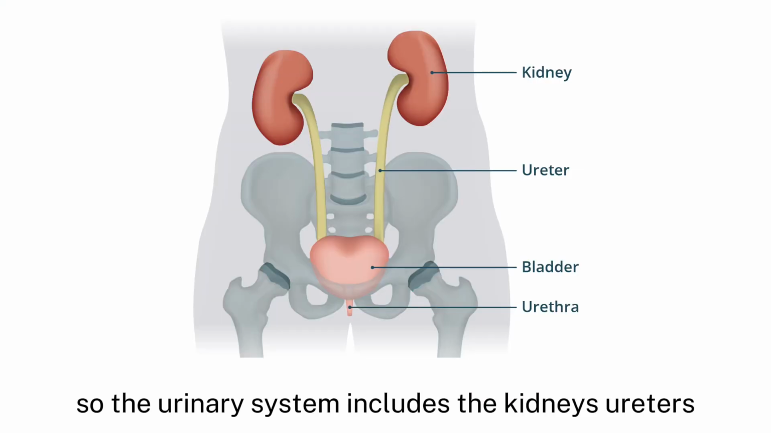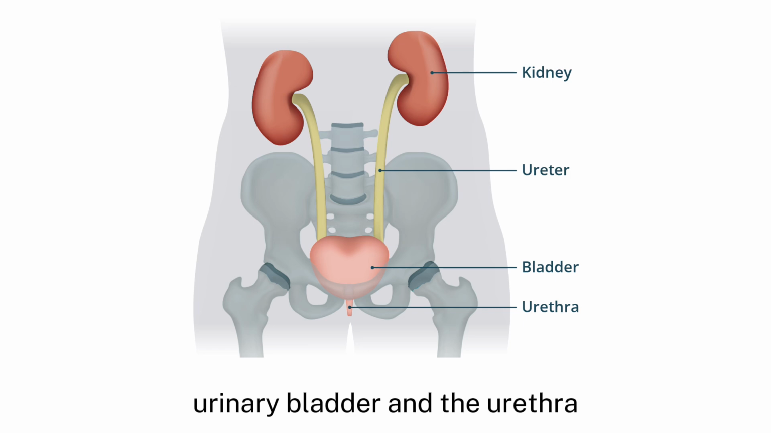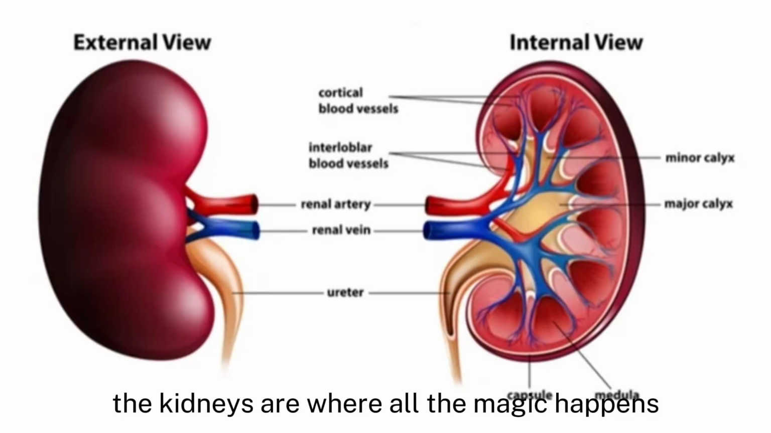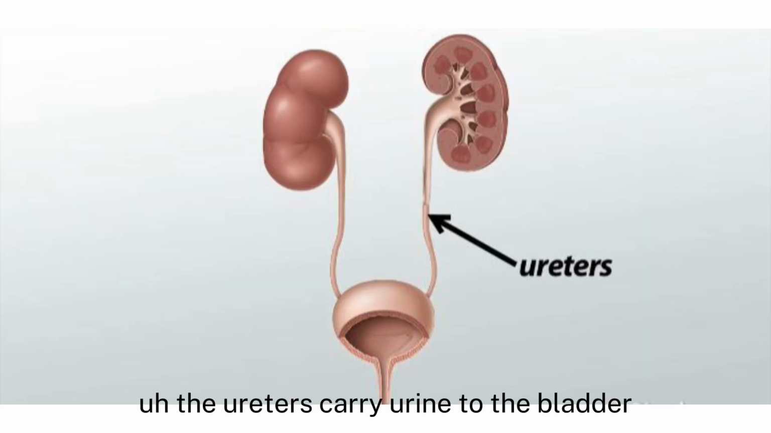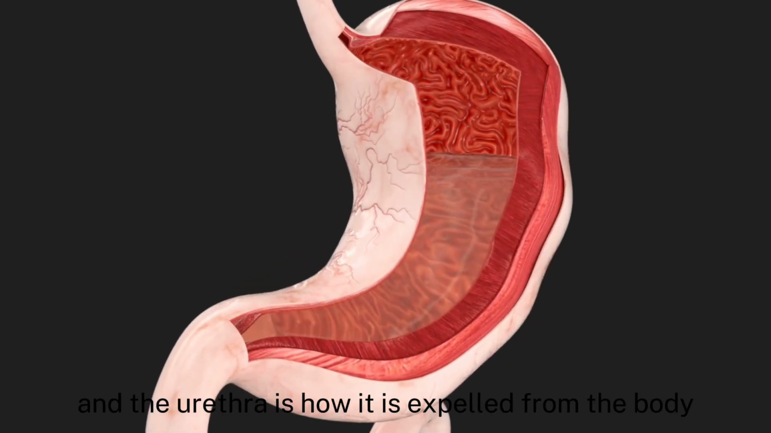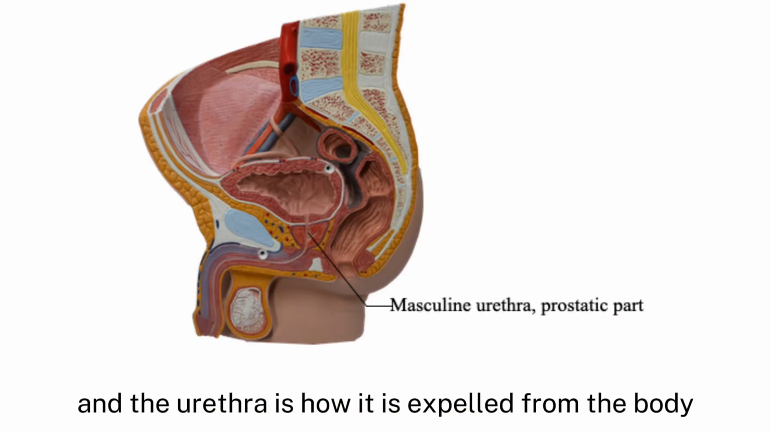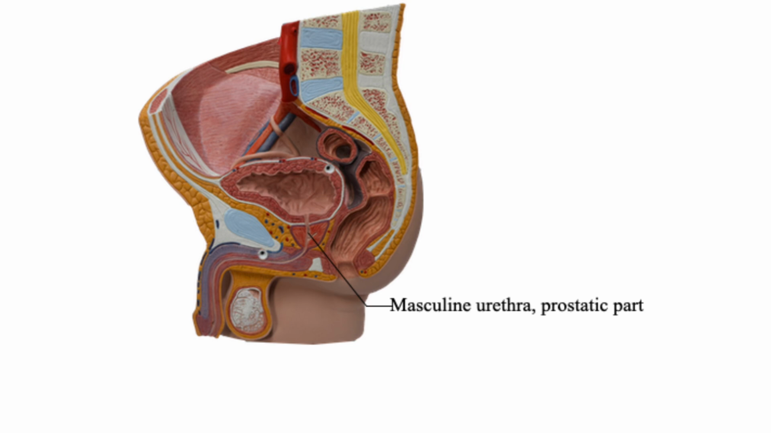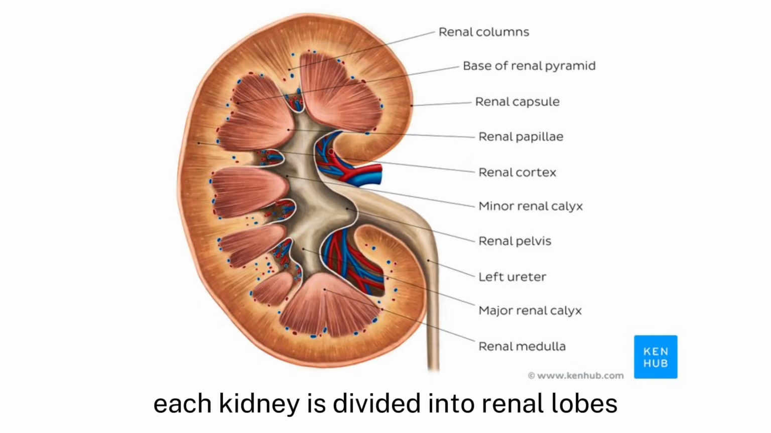So the urinary system includes the kidneys, ureters, urinary bladder, and the urethra. The kidneys are where all the magic happens. The ureters carry urine to the bladder. The bladder stores all the urine, and the urethra is how it is expelled from the body, or how it exits the body.